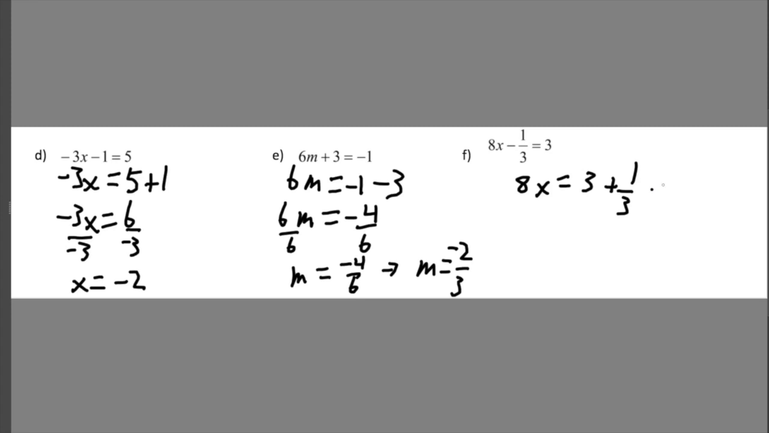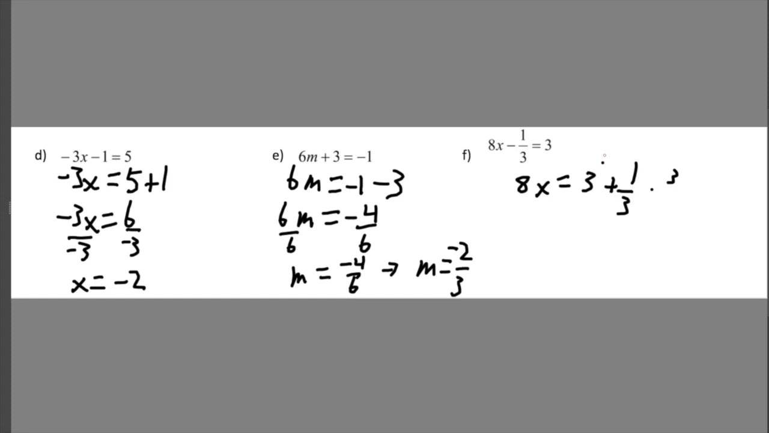So this by 3 as well. So here we're going to get 24x equal to 9 plus 1. So we get 24x equals to 10. Divide by 24. Divide this side by 24. So x equals 10 over 24.